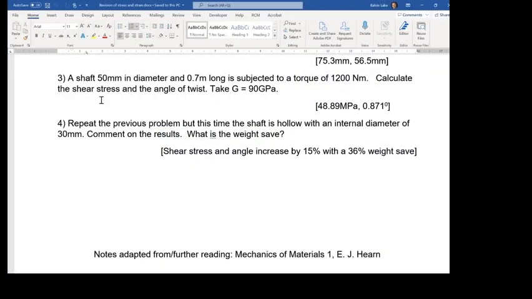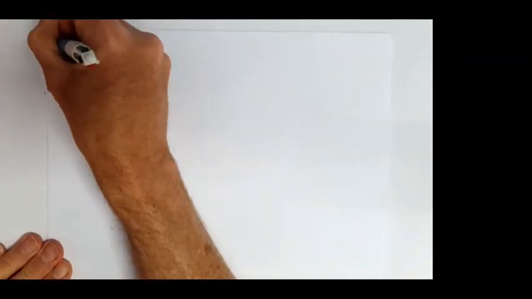Question 4. Repeat the previous problem, but this time the shaft is hollow with an internal diameter of 30 millimeters. Comment on the results. What is the weight save? Okay, so first thing we need to do is to calculate the shear stress and the angle in the same way that we did in the previous question.